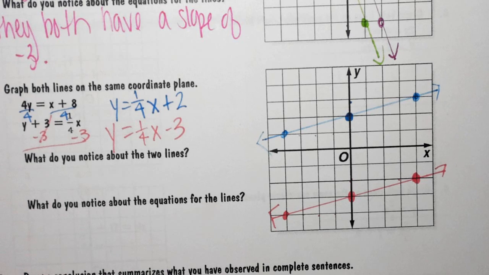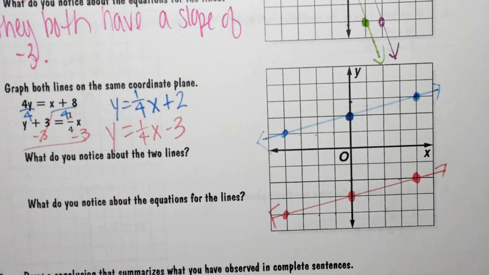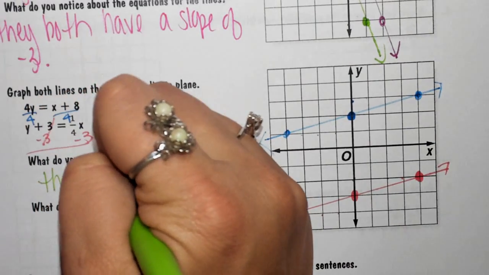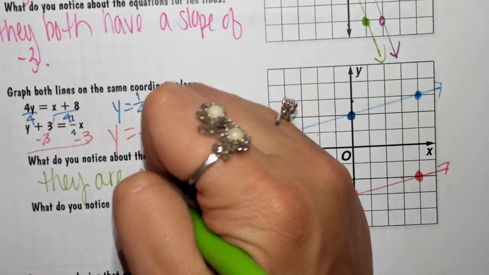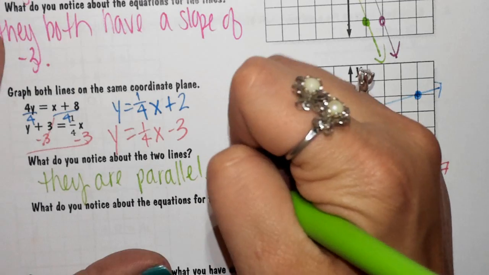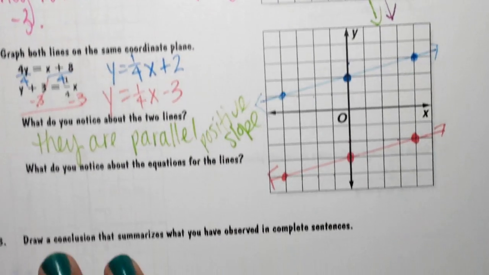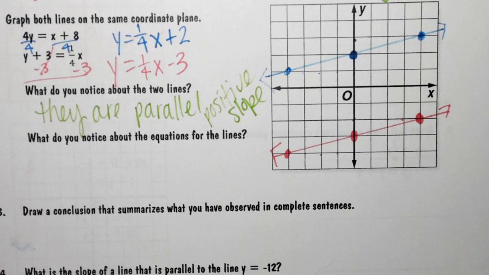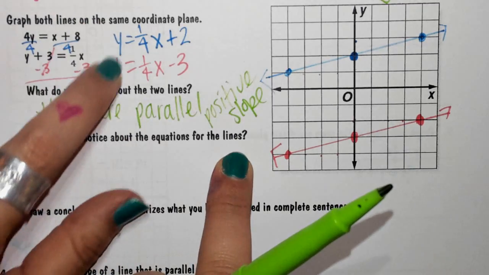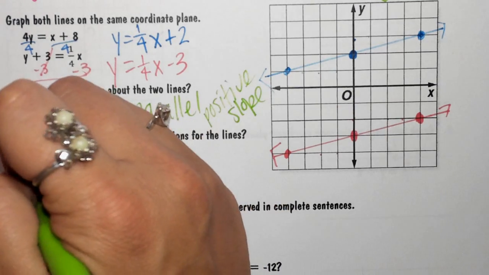Are we ready? All right, it says, what do you notice about the two lines? So what do you guys notice? They are parallel. And they have a positive slope. Love it. Hang on. I can only write so fast. All right, they're parallel, positive slope. Now, what do you notice about the equations? And we rewrote them right here. So what do you notice about those? The same slope.